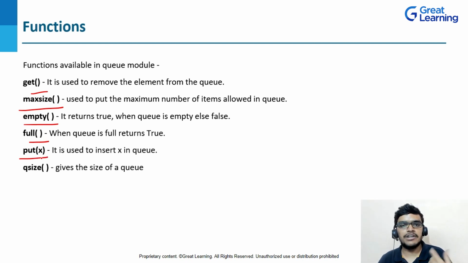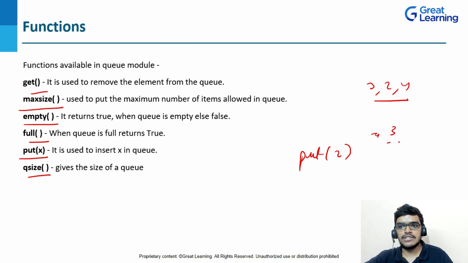Similarly, put, I have already discussed, that if you are inserting any element, you can write put, and suppose I am inserting 2 here, it will insert 2 in a queue. Now queue size will give me the size of a queue. Let's suppose you have 3 elements inserted in the queue, 3, 2, 4. What will be the size of the queue? Queue size will be 3.